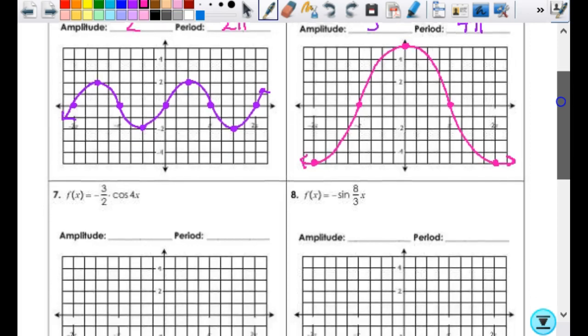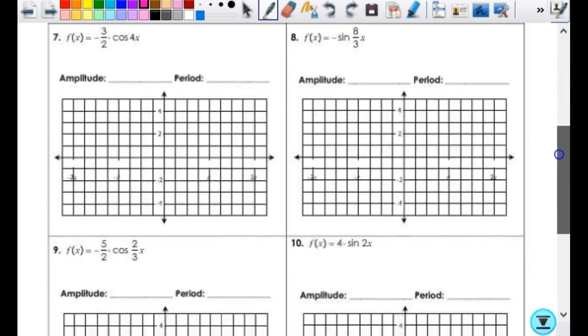Let's graph another. All right, so my amplitude is 3/2. The period is 2 pi divided by 4. That's going to reduce to pi halves. Okay, so that's my period. I then sketch in cosine. One cycle of cosine looks like that.